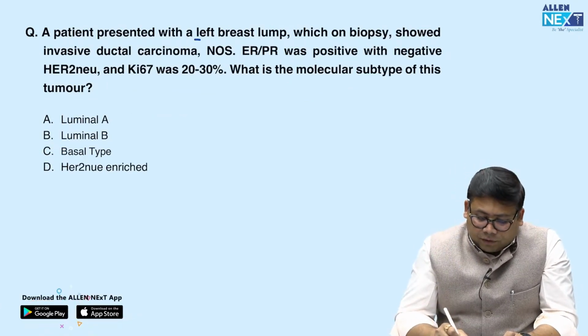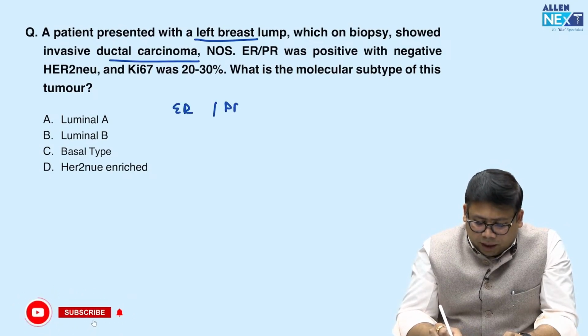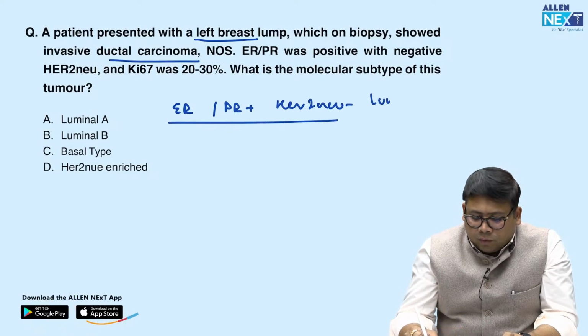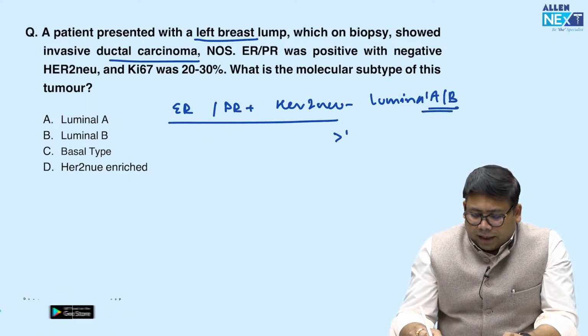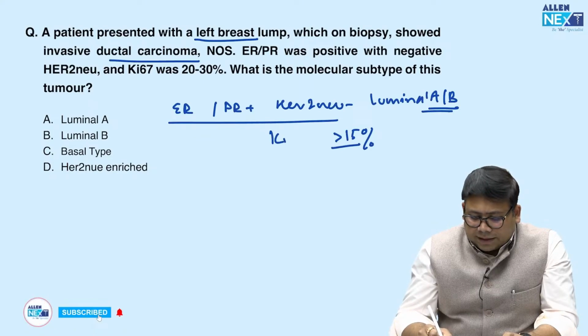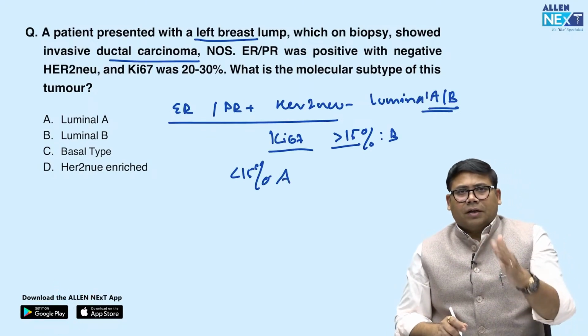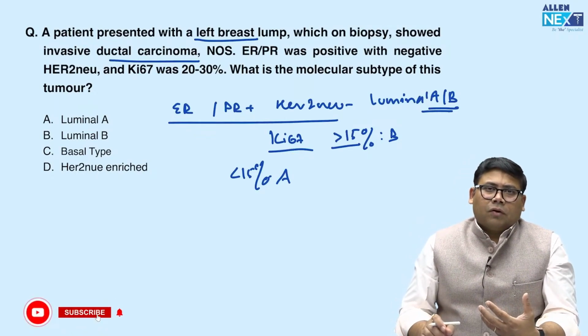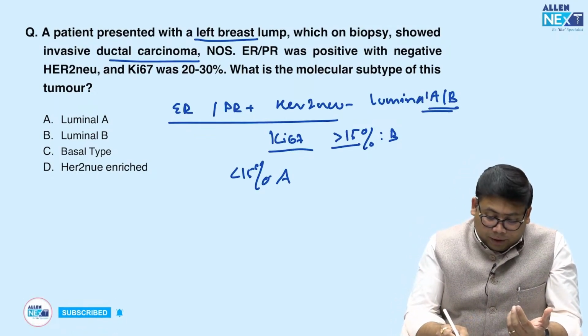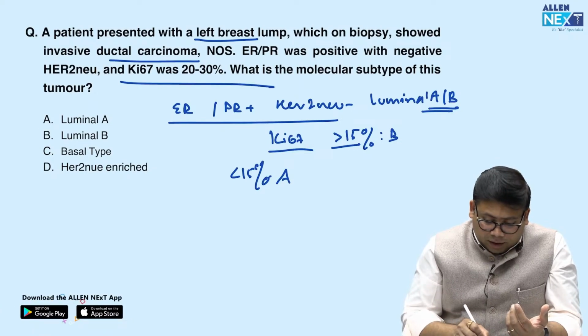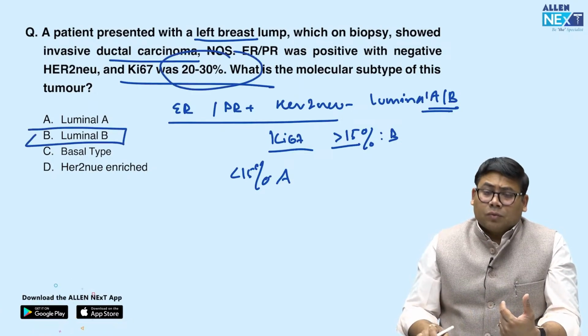Now next is, a patient with a breast lump diagnosed with invasive ductal cancer, which is ER positive, PR positive, HER2 negative, and now this could be either luminal A or luminal B. When we talk about luminal A versus B, if the Ki67 is more than 15%, it's a luminal B. Less than 15%, it's a luminal A. So here the Ki67 is 20 to 30, so it favors luminal B. So the answer here is luminal B, because the Ki67 is 20 to 30.